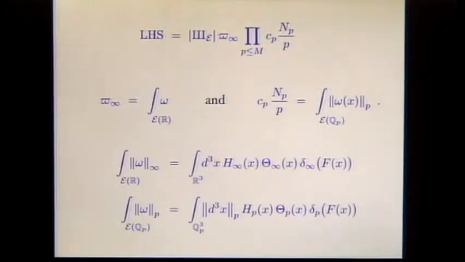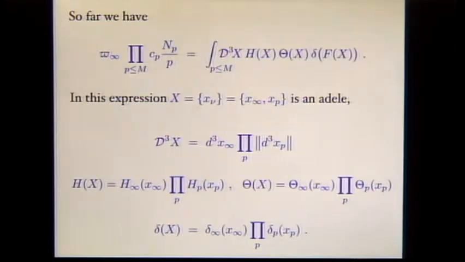And there's a similar integral, and it's a very pretty thing, that the p-adic integral is given by a corresponding integral over here, which has precisely the same form. So far we've got this product here that says that the real period times this product of c_p n_p over p is this integral here. Which is the sort of thing that warms the heart of a physicist. You can't stop yourself thinking of this as a functional integral. So we're now integrating over an x.